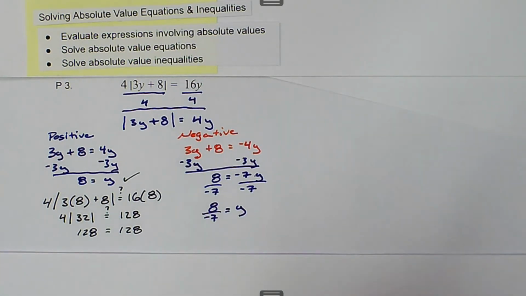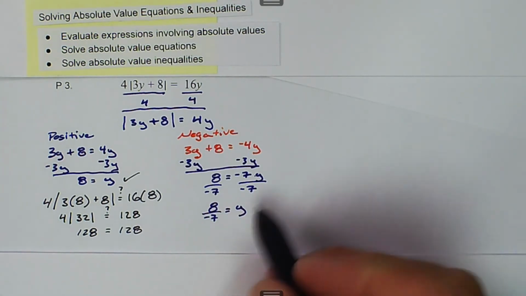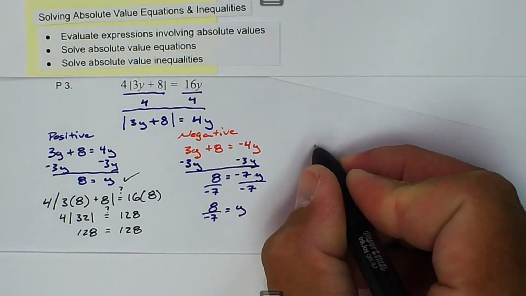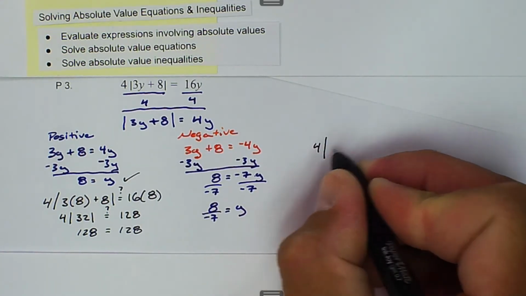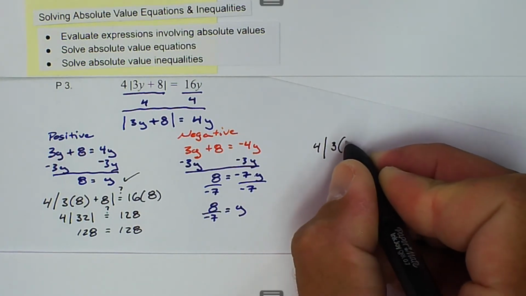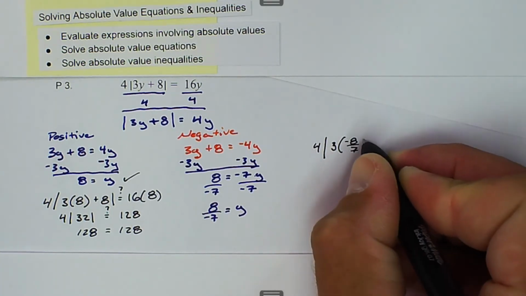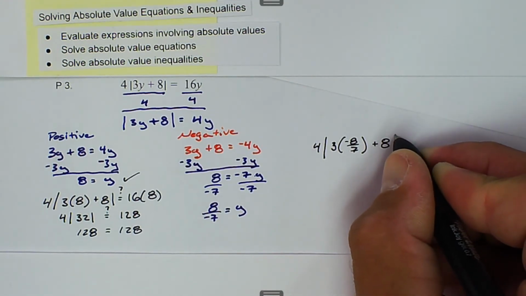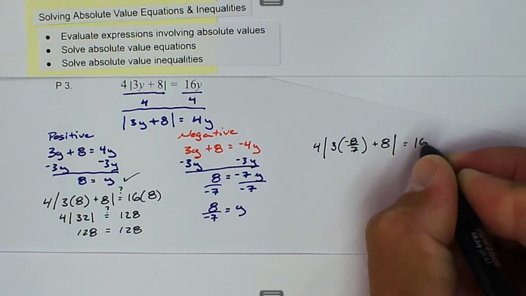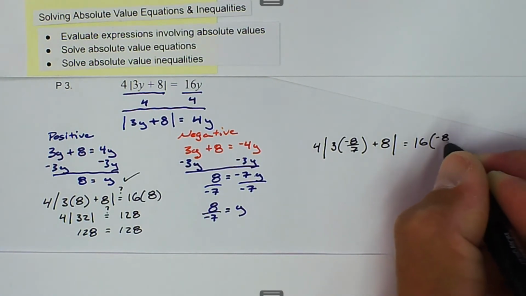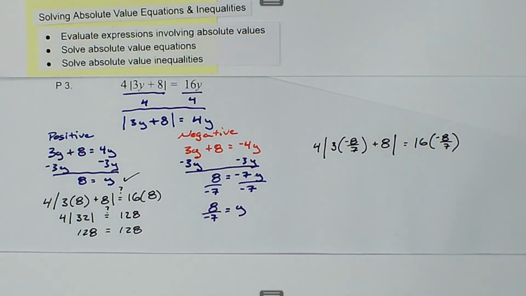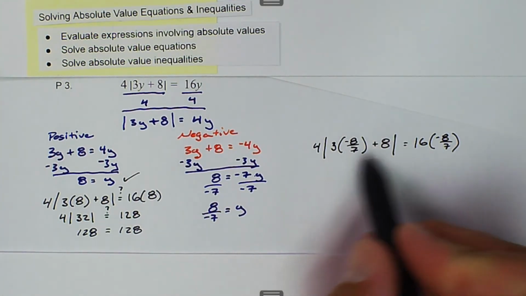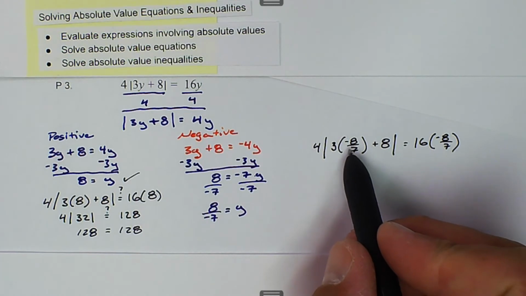The next one to check is negative 8 sevenths. So we substitute it back into the equation, and we get 4 multiplied by the absolute value of 3 times negative 8 over 7 plus 8 is equal to 16 multiplied by negative 8 over 7. In order to add these together, we have to get common denominators.